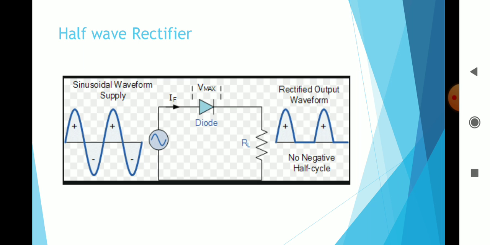What we see is there are two parts to the cycle in a sinusoidal wave, the positive half and the negative half. When it is in the positive half, the diode is said to be in forward bias, because in the positive half, as I mentioned, the P side will be joined to positive and the N side to negative, so it will conduct. So in the positive half cycle it will conduct. In the negative half cycle it will not conduct.